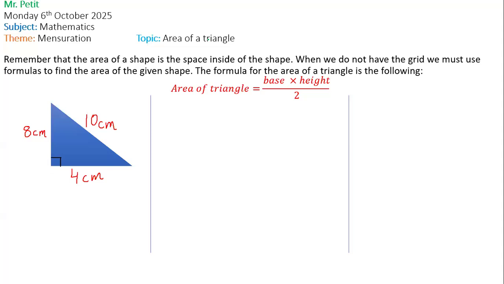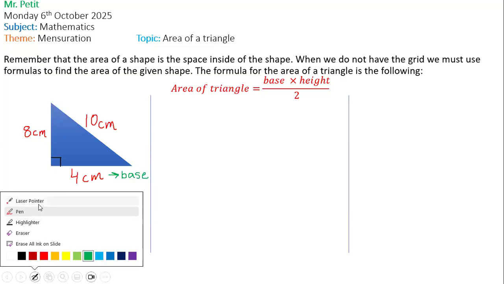Okay, so what is the base? 4 centimeters. Very good, 4 centimeters is going to be the base. Albert, what is the base? 4 centimeters. Very good. The base is the flat surface.